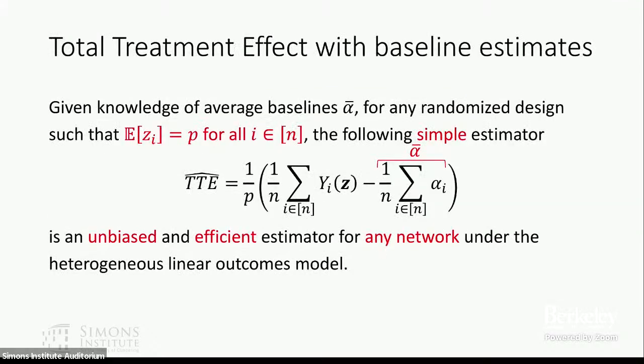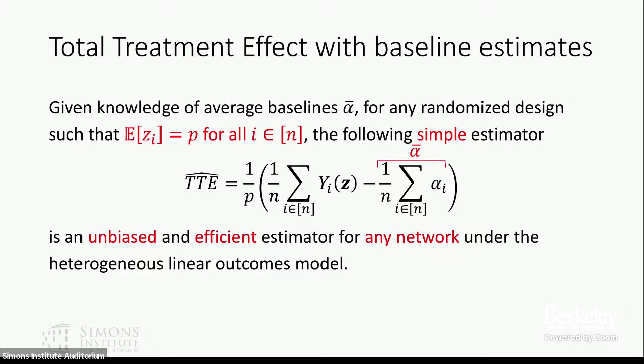Okay, so let me tell you why this result works. Again, I'll summarize the result and explain the intuition. The result is that, given knowledge of the average baselines alpha bar, for any randomized design such that the marginal probability of treating an individual is equal to p, so again there's some kind of uniform or balanced condition I need, the following simple estimator, the one I described earlier, which does a simple scaling by 1 over p of the average total outcomes minus this alpha baseline, is unbiased. I'm going to call it an efficient estimator, and I'll explain why my interpretation of the variance is an efficient one for any network under the heterogeneous linear outcomes model.